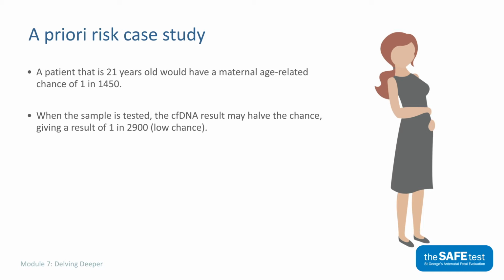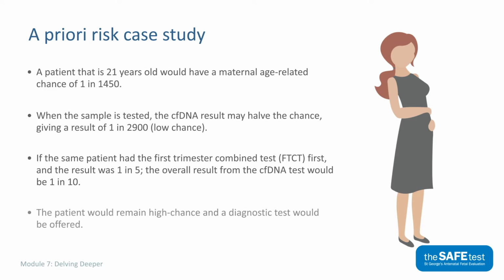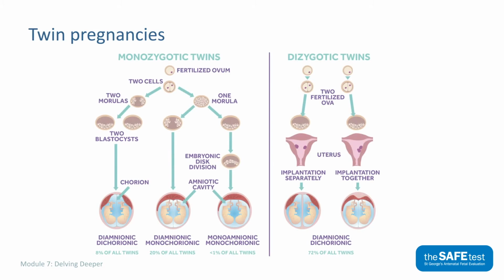i.e. low chance. If the same patient had the combined test first and the result was 1 in 5, the overall result from the cell-free DNA test would be 1 in 10. The patient would remain high chance and a diagnostic test would be offered. The next topic looks at twins and NIPT.